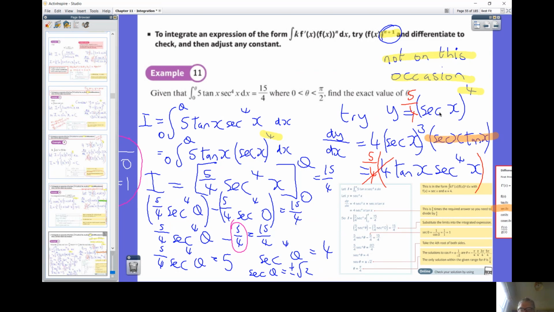When we differentiate sec x to the power of 4, we get 4 lots of sec x cubed, multiplying by the power, reducing the power by 1, and then multiplying by the differential, which is sec x tan x. That's actually introducing another sec x. So there we're getting a sec x to the power of 4 through this. Hence why we didn't need to increase the power by 1.